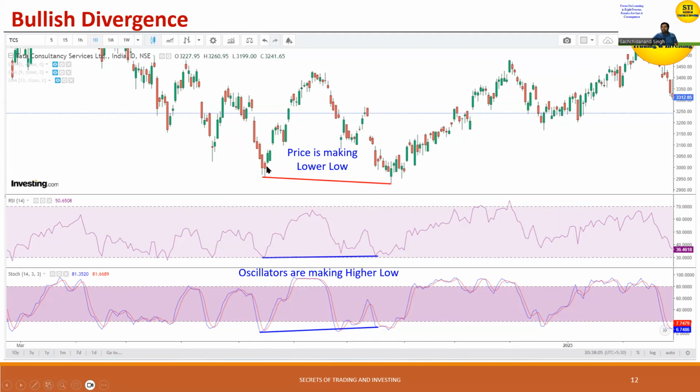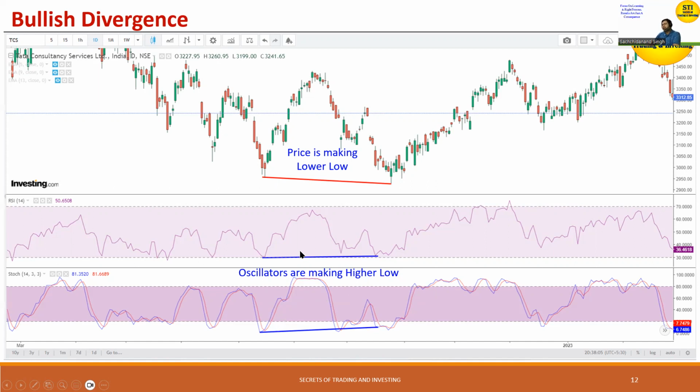At the same price points, this low and this low, ideally the stochastic and the RSI should keep company with the price. That means if the price is making a lower low, the stochastic and RSI should also make a lower low in an ideal scenario. But whenever that is not happening, the price is making a lower low but the oscillators are making a higher low. Higher low means the current low is higher than the previous low. That is why it is called a higher low. And the same thing is happening for the stochastic also.